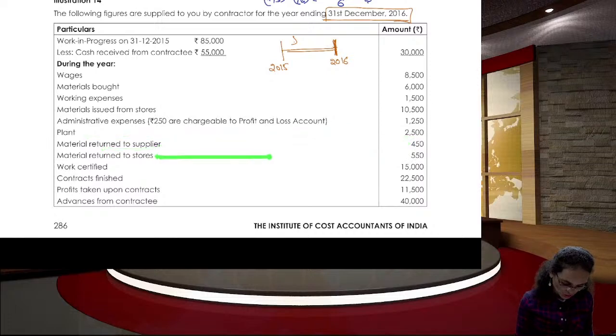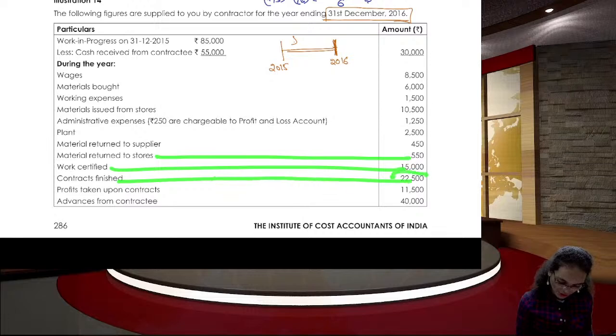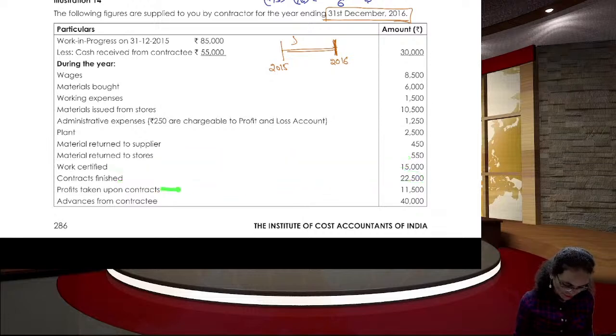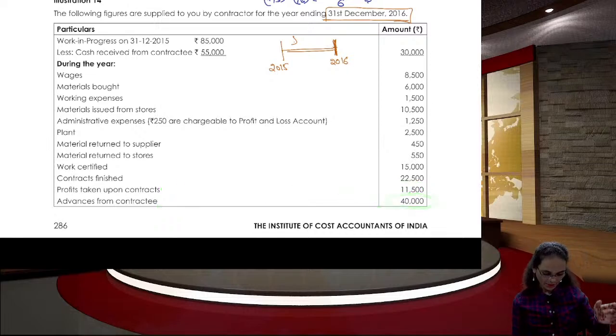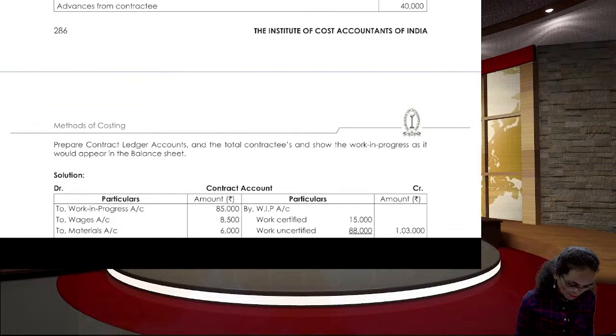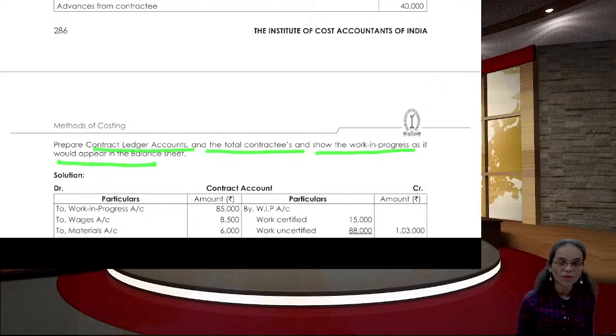Material returned to the stores, work certified, contract finished, and the profit taken upon the contract is this much. Advances from the contractee is 40,000. Prepare contract ledger accounts and total contractees and show the work in progress as it would appear in the balance sheet.